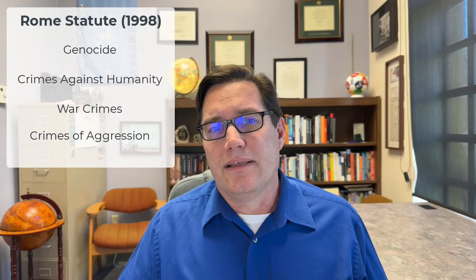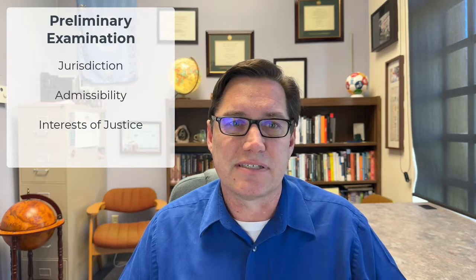The International Criminal Court operates on the basis of its foundational treaty, the Rome Statute, which provides for the prosecution of individuals accused of the most serious international crimes: genocide, crimes against humanity, war crimes, and crimes of aggression. The legal process surrounding prosecution is often long and complex. Before even launching a full investigation, the Office of the Prosecutor, or the OTP, conducts a preliminary examination to determine whether there is a reasonable basis to proceed. This often involves assessing jurisdiction, admissibility, and the interests of justice.